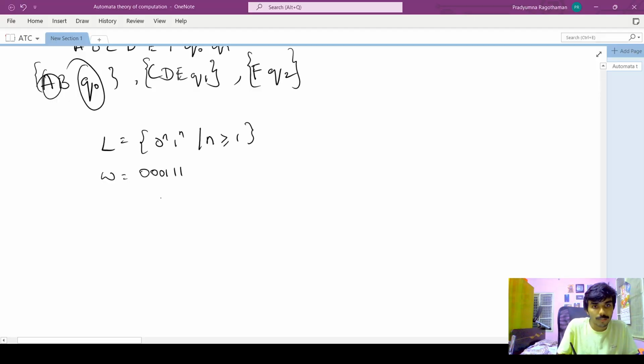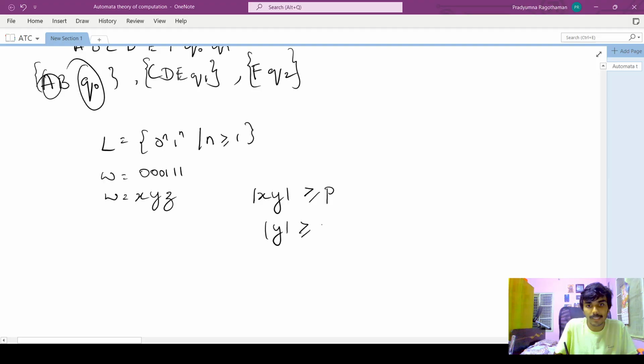So now, what the pumping lemma states is that we must consider this word as a combination of x, y and z in this form. The length of x and y should be greater than or equal to a certain number, and y should be at least one character length, so it should be greater than or equal to 1.